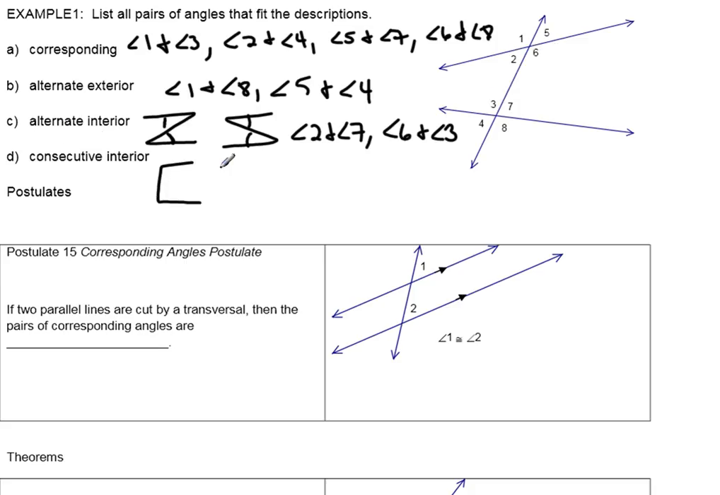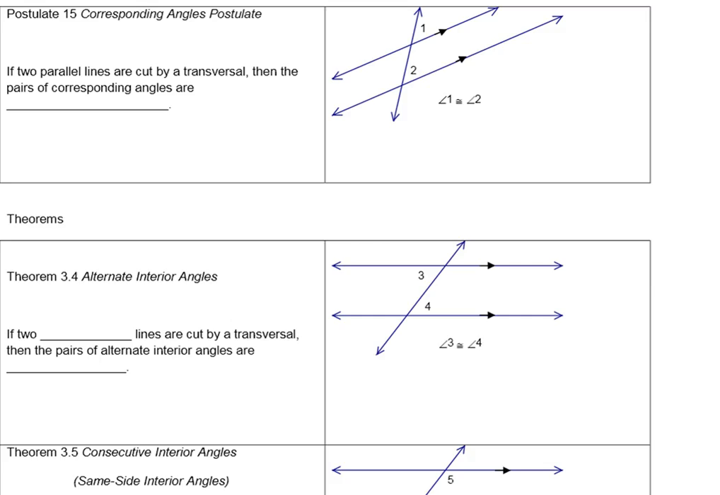And go ahead and pause the video. We're looking for our consecutive interior angles, so the ones right next to each other inside the two lines. You should have gotten 2 and 3 right next to each other inside the two lines, and 6 and 7 right next to each other inside the two lines.